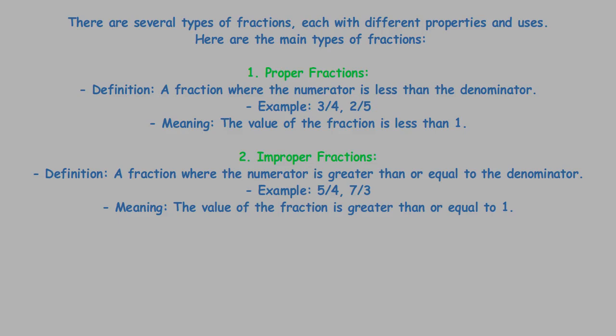Second, improper fractions. Definition: a fraction where the numerator is greater than or equal to the denominator. Example: 5/4, 7/3. Meaning, the value of the fraction is greater than or equal to 1.